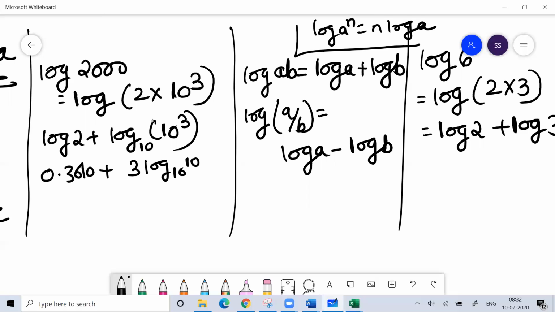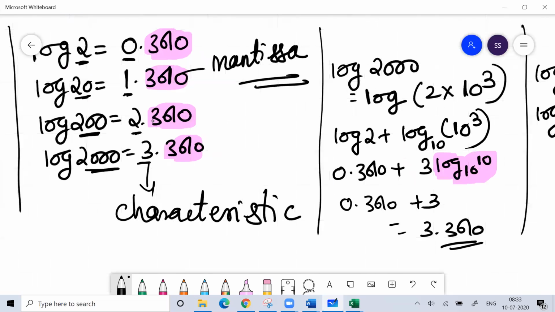And you know, we discussed this before also, that if your base and the value are the same, that gives you 1. So ultimately this just means 3. 0.3010 plus 3 means 3.3010. This is the other way of explaining the same thing, just the mathematical logic of how that value came.